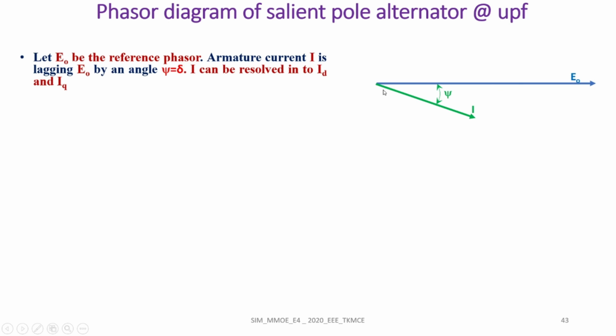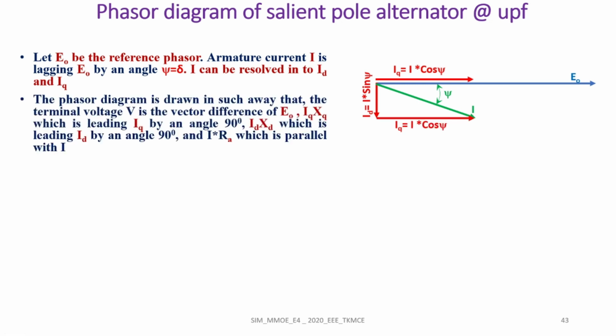In this case also, we need to resolve armature current into in-phase component, that is IQ, and quadrature component ID, which is equal to I sin psi. Then we need to subtract all the drops from E0 in order to obtain the terminal voltage V. First of all, let's consider IDXD, which is leading ID by 90 degrees. Then we need to consider IQSQ, which is leading IQ by 90 degrees. Then we need to consider armature resistance drop, which is in phase with armature current. Then this vector gives terminal voltage V.